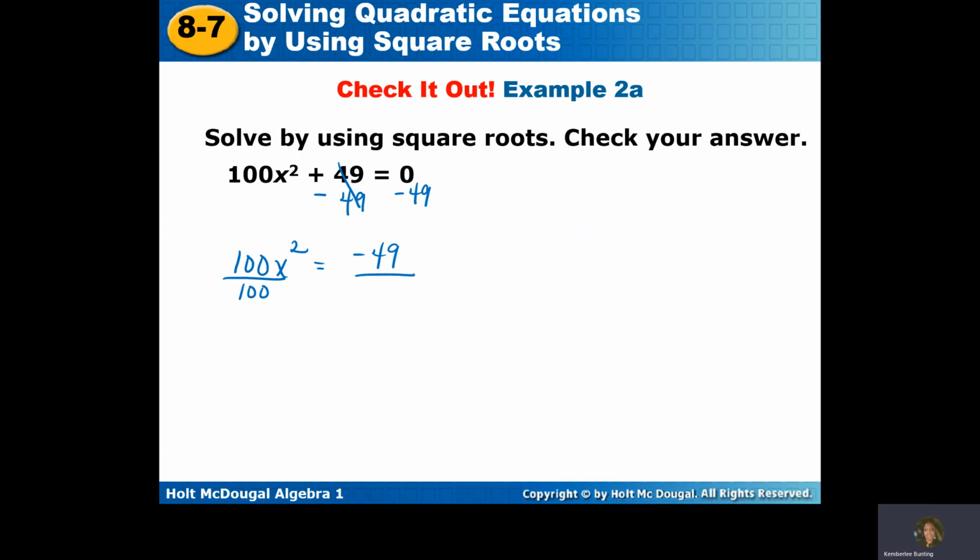Now, yes, as Heaven suggested, because 100 is a perfect square, I could take the square root of both sides, but I don't recommend it. Get x squared by itself, period. Okay? So now I end up with x squared.